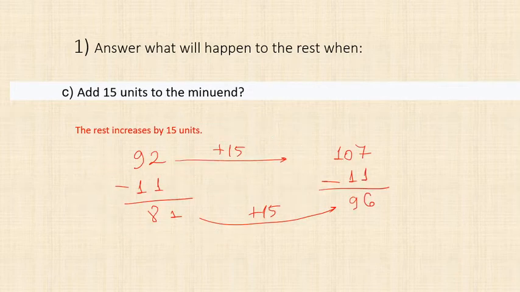Then the letter C. What happens if I add 15 units to the minuend? So I have 92 minus 11, it is 81. If I add 15 units to my minuend, my new minuend is 107. Minus 11, this gives me 98. From 81 to 98, I added 15 units. So I make the conclusion that what I add in the minuend is the same quantity I add in my rest.